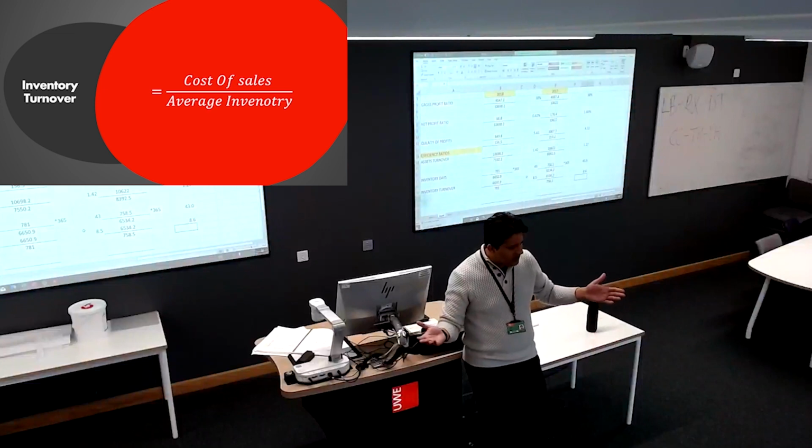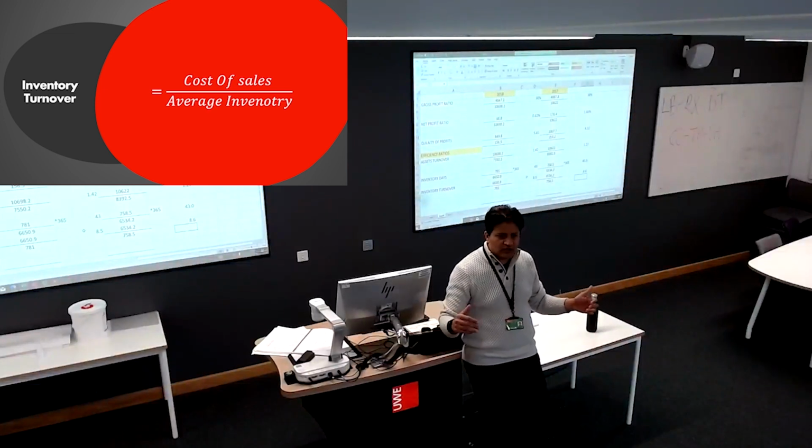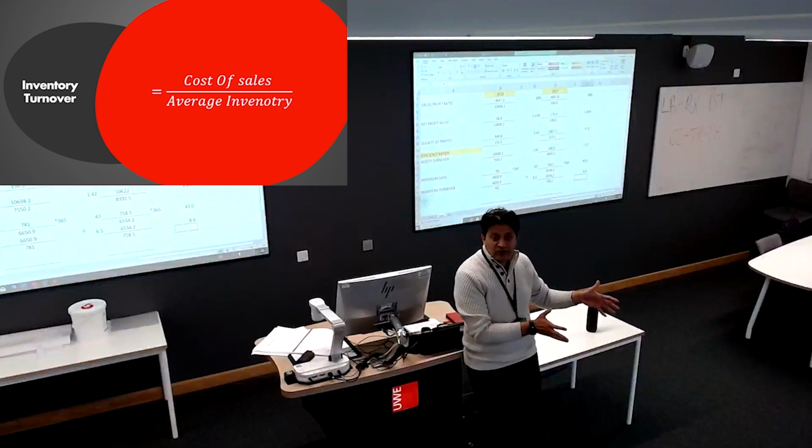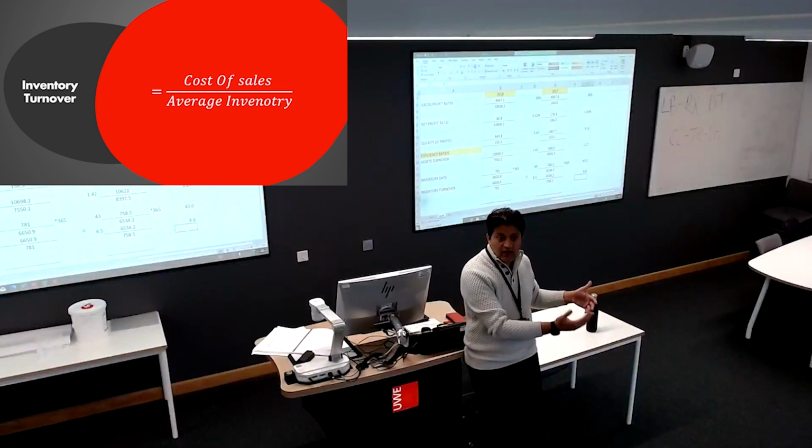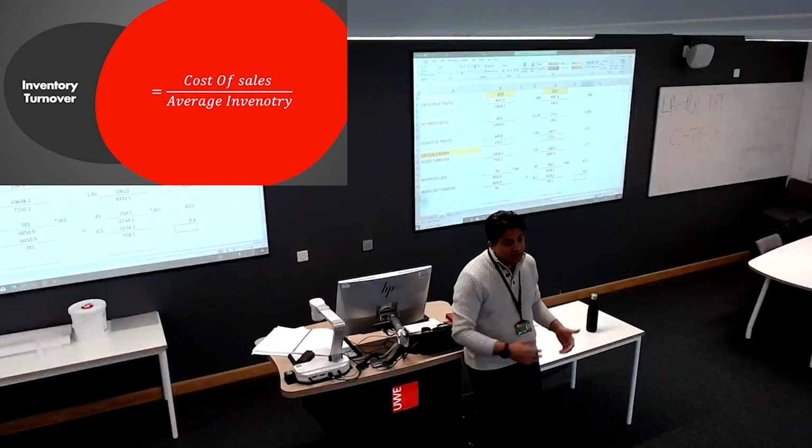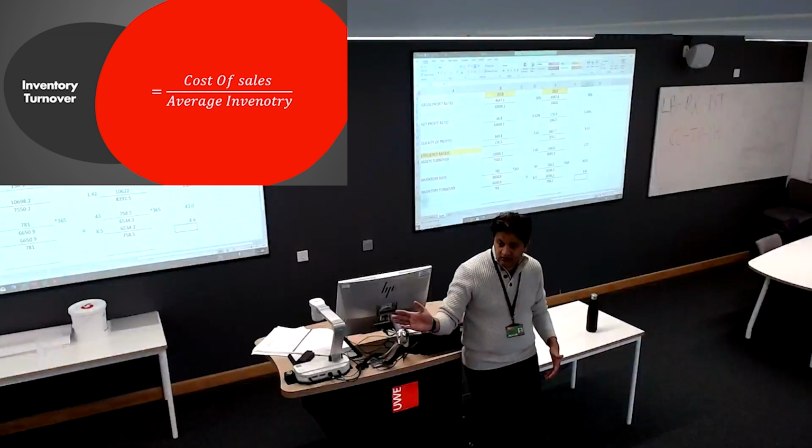This difference in inventory turnover could be because of the types of products they sell. For example, a fresh fruit and veg guy would be able to sell their inventory a lot more quicker than, let's say, somebody who sells crockery or kitchen utensils or stuff like that.